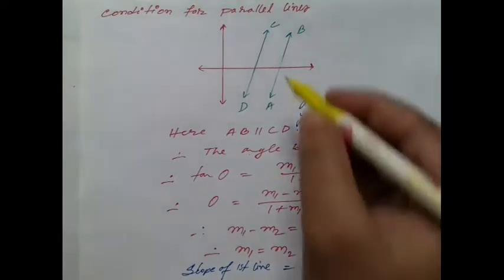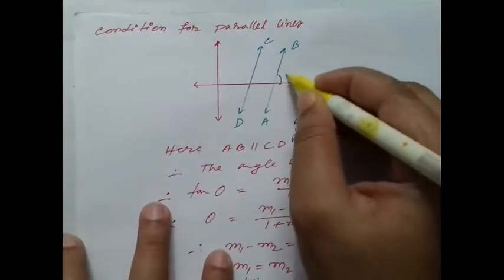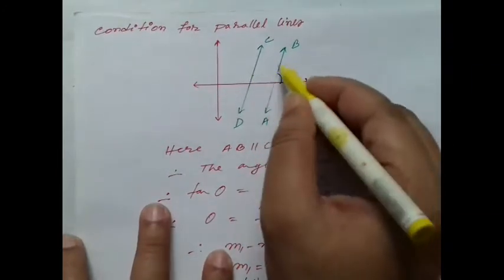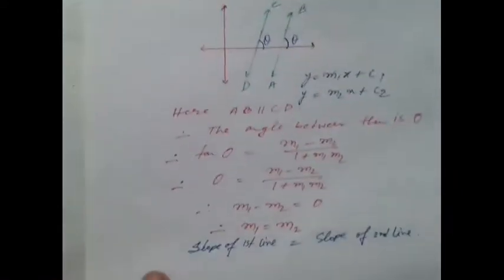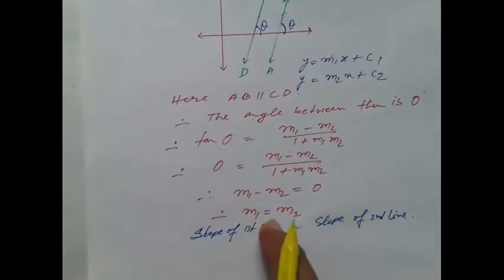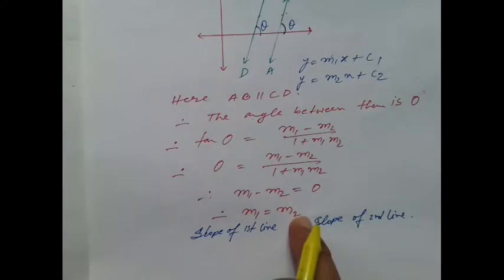That is, both the slopes are equal, and from the diagram also we can see that if this one is theta, as these are parallel, this angle and this angle are corresponding angles, so this is also theta. So we have got the condition that when two straight lines are parallel, their slopes are equal.